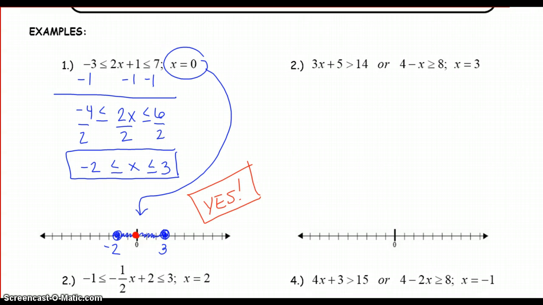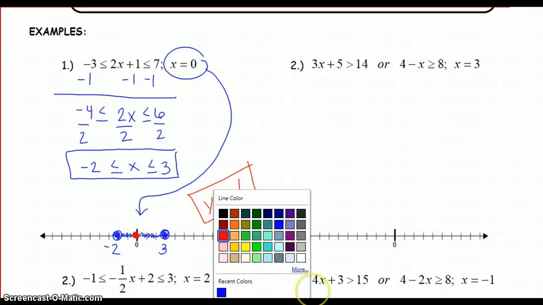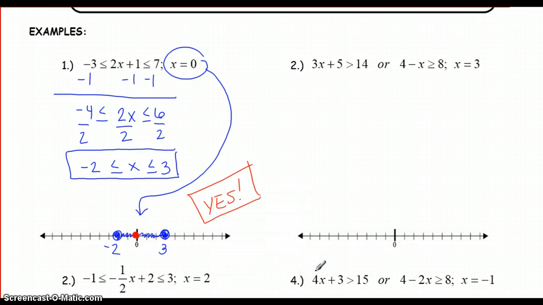Number 2, 3x plus 5 is greater than 14, or 4 minus x is greater than or equal to 8. We want to know, can x equal 3? So let's go ahead and test that out. We have to solve both inequalities. Subtract 5 from both sides. 3x is greater than 9. Divide both sides by 3. X is greater than 3.